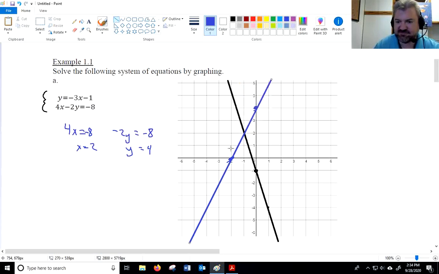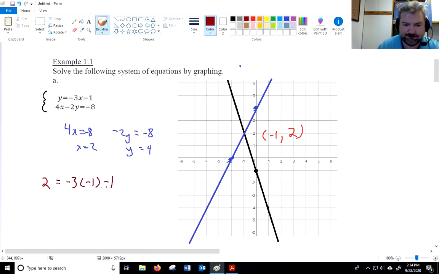Okay, it appears as if these two equations do have a solution in common. The solution that they have in common is the point where they intersect. Negative 1, comma 2. But let's not take it for granted. Let's check our work. So first I'm going to make sure that negative 1, 2 is a solution to the top equation. If it is, then this should be a true statement.